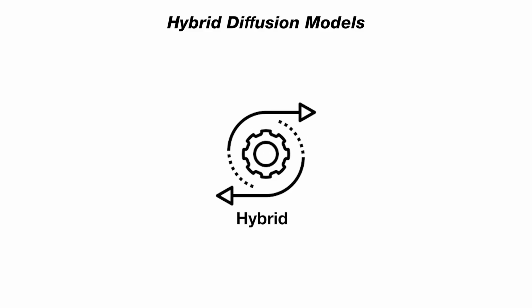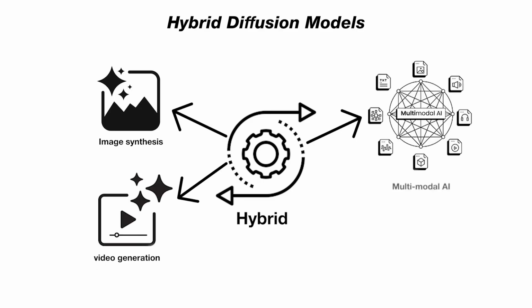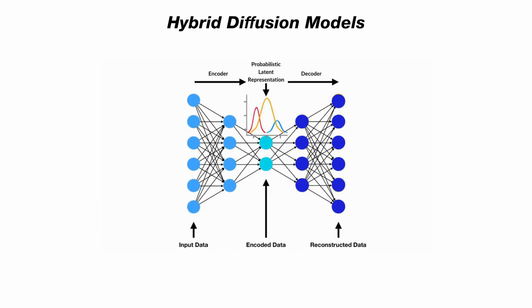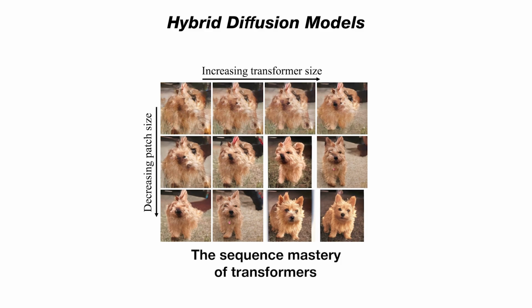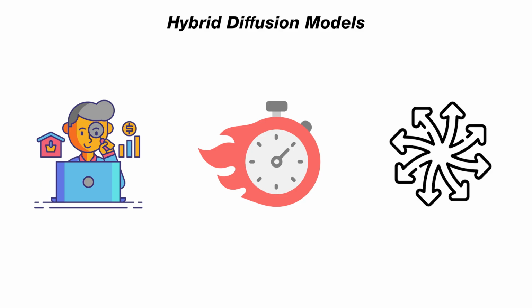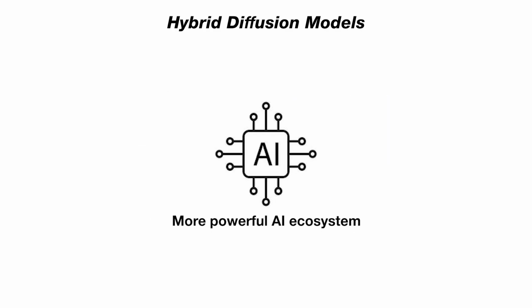This hybrid approach shows up in advanced applications like image synthesis, video generation, and multimodal AI, where text, sound, and visuals all connect. By mixing strengths, the structure of VAEs, the sequence mastery of transformers, and the realism of diffusion, researchers unlock sharper, faster, and more versatile results. These models point to a future where diffusion isn't isolated, but fused into broader, more powerful AI ecosystems.